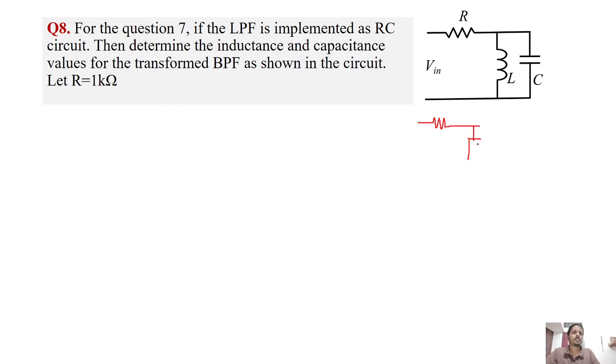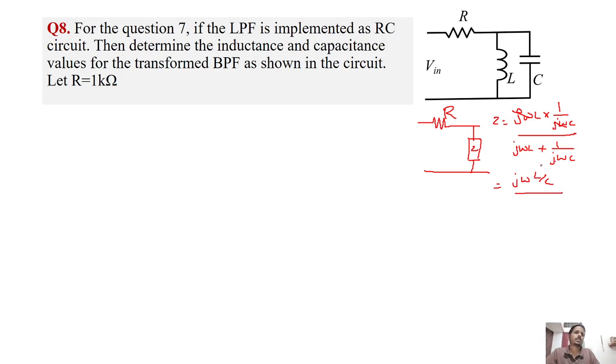I'll find the transfer function of this circuit. So this is R and say this is Z. Z is the parallel combination of L and C. So what is Z? Z equals j omega L into 1 by j omega C, divided by j omega L plus 1 by j omega C. Okay, so j omega cancelled. I will bring j omega L to the numerator, so only j omega into L by C, and j minus 1 square, so 1.